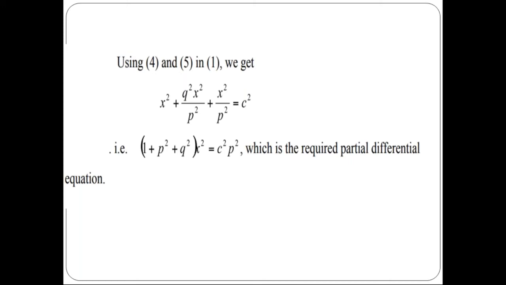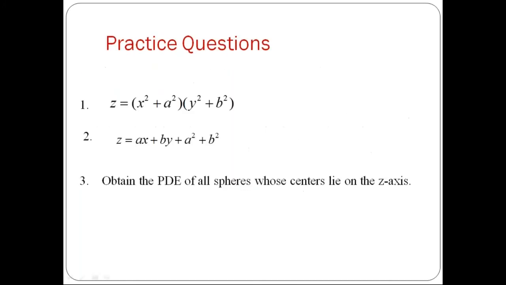I think now the concept of eliminating arbitrary constants, how we can eliminate them, is clear to you. I have given some examples to solve. You can solve these questions as well. Z is equal to this, Z is equal to this, and obtain the PDE of all spheres whose center lies on the Z axis. I think you can solve with the help of previous concepts. These are the questions you can practice yourself.